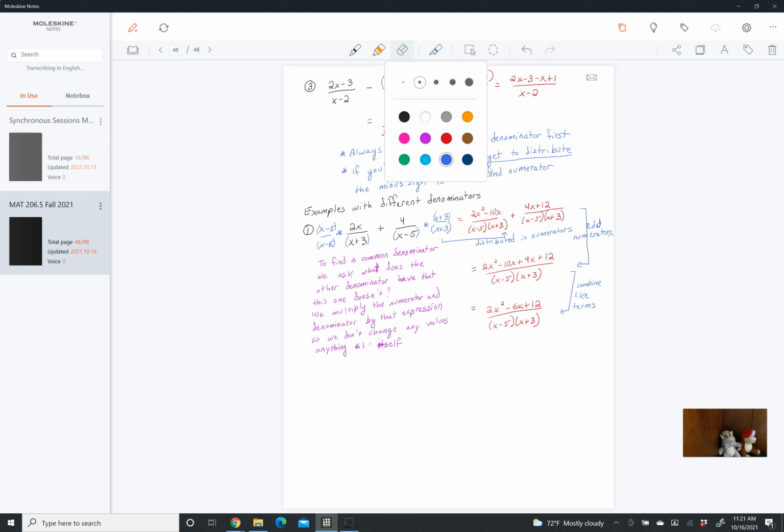Okay, the reason why we leave the denominator as it is, we don't multiply it, is that we want to make sure that we can't reduce the fraction. So what we would do is we would factor the numerator, and it turns out that the most that we can do here is we could pull out a 2. And if we pull out a 2, we get x squared minus 3x plus 6, and then this is over x minus 5, x plus 3.